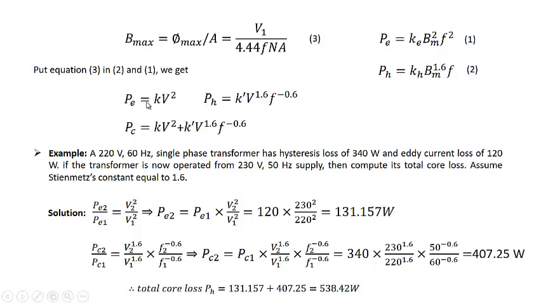So PE will be equal to some K times V square, where K is these terms, that is KE divided by 4.44 square M square E square. So this will be only dependent upon the voltage, the square of the voltage, for eddy currents.